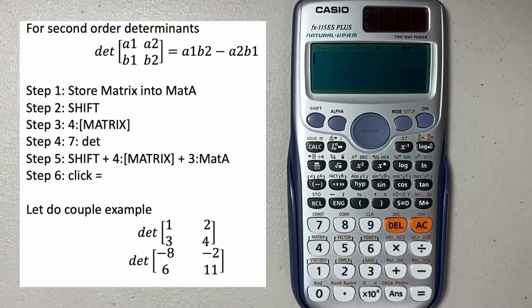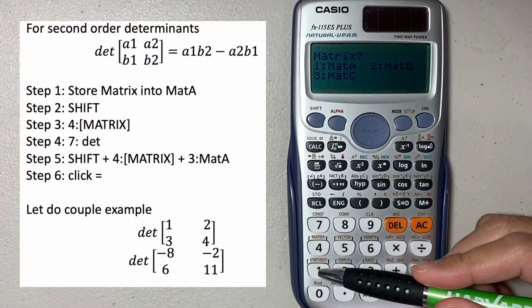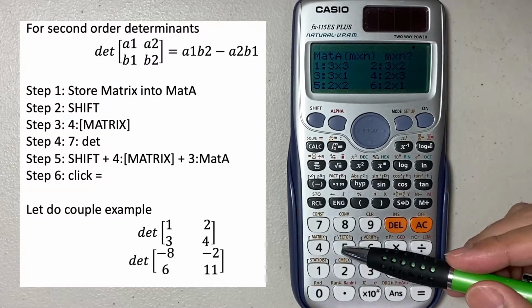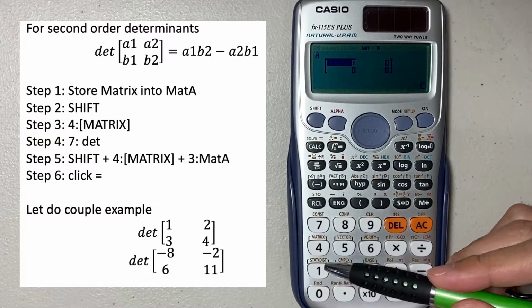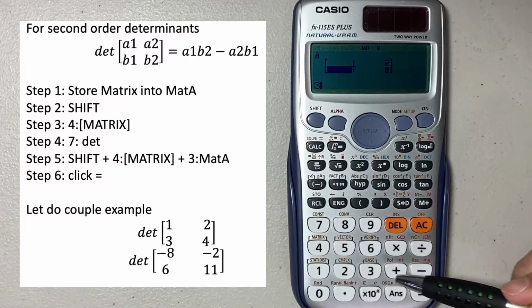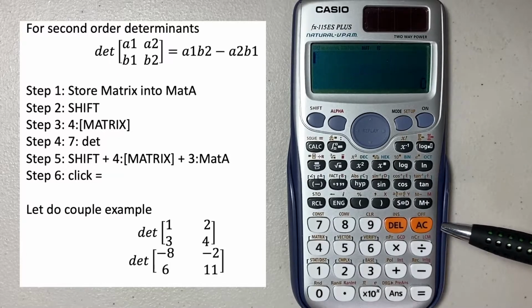In order to get to this determinant function in the calculator, follow these steps. First, we need to store a matrix into matrix A. So in this case, you can go to mode, number 6, the matrix, and then select matrix A. And then let's say we have a 2 by 2, which is number 5. So we're going to enter, let's say, 1, 2, 3, 4. And then we're going to store it, press AC. And here you have a matrix that's stored in A.